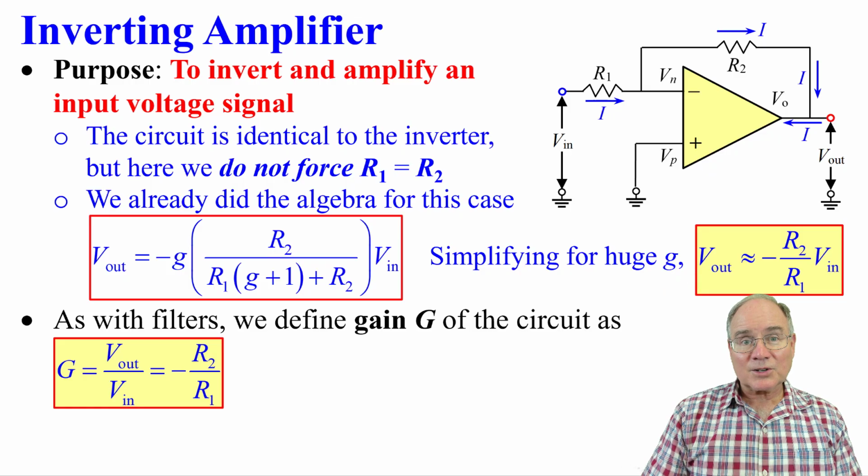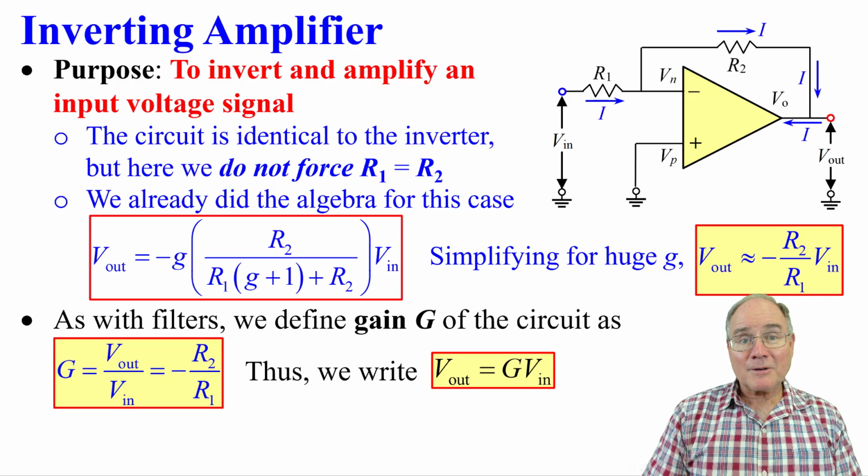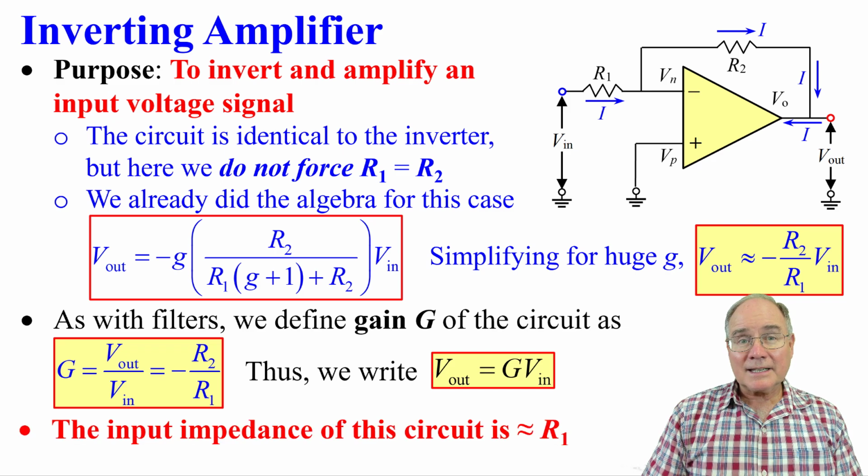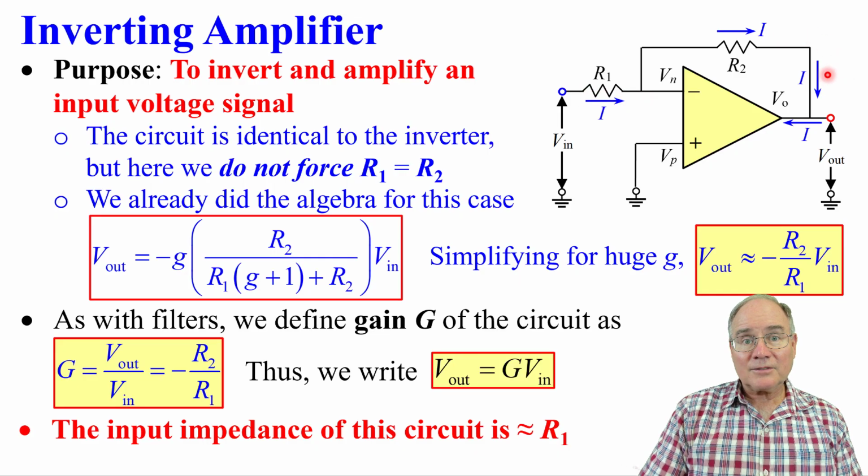In these kinds of circuits, we define the gain as capital G, just like we did for filters in previous videos. G is Vout over Vin, which here is negative R2 over R1. Thus we write Vout equals G times Vin. And I note that the input impedance for this circuit is not that of the op-amp, but rather of R1, since the current from Vin flows through R1 and then to the output voltage.